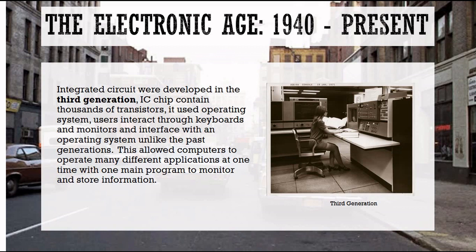ICs, or integrated circuits, were developed in the third generation. An IC chip contained thousands of transistors. It used an operating system. Users interact through keyboards and monitors and interface with an operating system, unlike past generations. This allowed computers to run many different applications at a time with one main program to monitor and store information. In this generation, it made computers smaller, faster, and less expensive than the second generation.